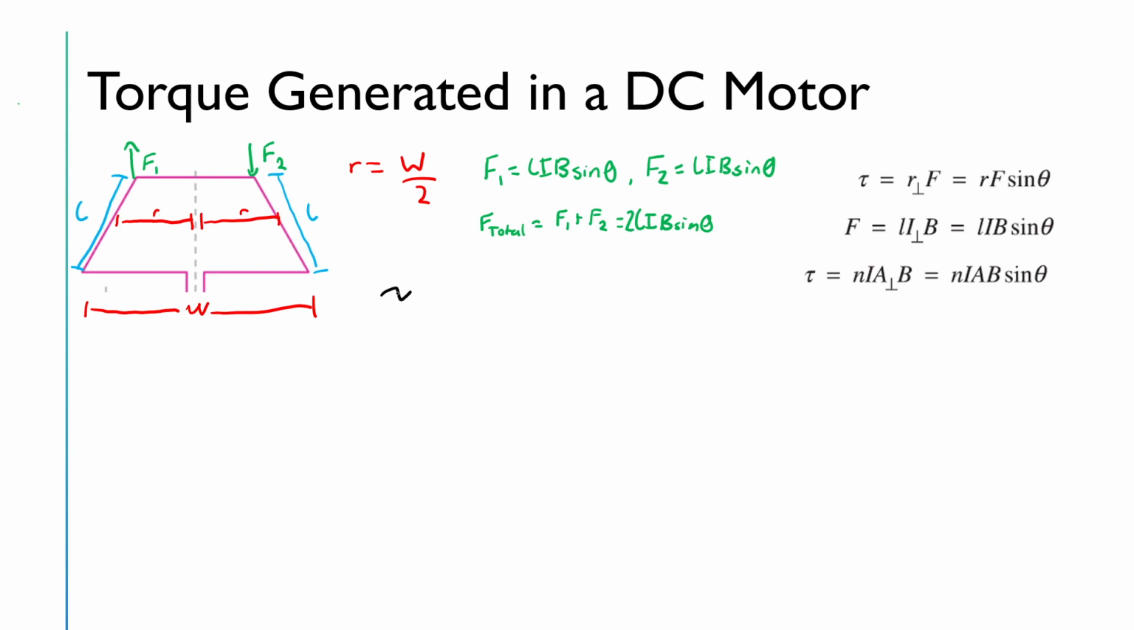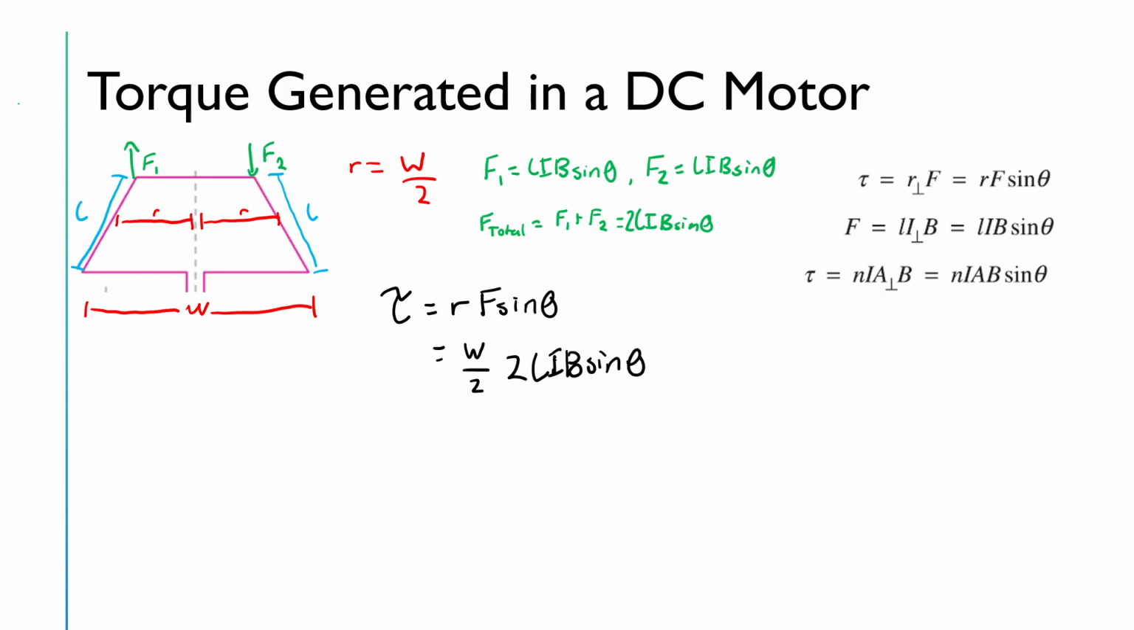So if we know that torque is equal to RF sine theta, we can substitute in for R and F respectively. The radius is going to be the width of the coil divided by 2, and the force which is applied to the coil is going to be F total. The total torque that's experienced by the coil depends on the force which is applied on the left-hand side as well as the force that's applied on the right-hand side. So that's going to be equal to 2 LIB sine theta.